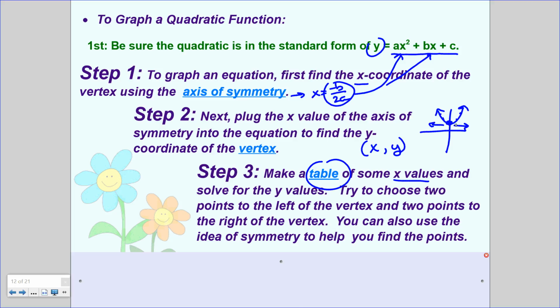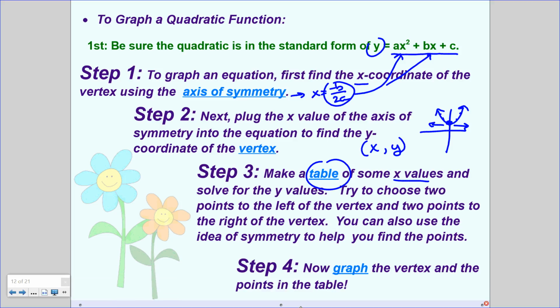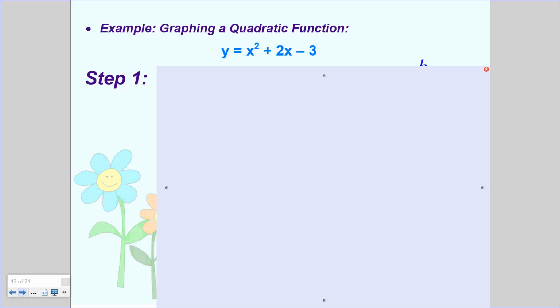That way we're getting and seeing that symmetry on both sides. This will help us determine how wide or narrow our parabola needs to be sketched. Finally, once you get a set of points that can be plotted, you'll plot your vertex, you'll plot a couple points to the left and the right. Now you can graph the vertex and points and connect them and sketch that parabola.